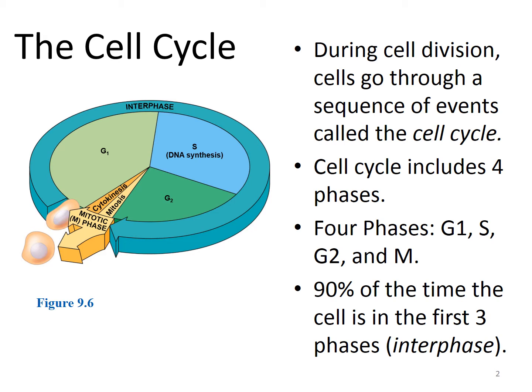And this takes approximately 90% of the time of cell division. So if we're talking about a 24-hour period of time for a cell to divide, then approximately 20 hours of that time is actually spent in those first 3 phases, G1, S, and G2, where the cell is not technically dividing, it's just making preparations for cell division. And those first 3 stages are called interphase.